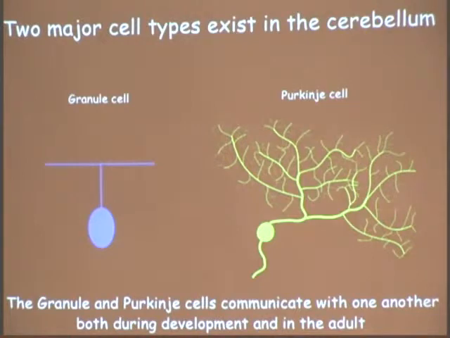Two major cell types exist in the cerebellum, the granule cells and the Purkinje cells. The granule and Purkinje cells communicate with one another, both during development and in the adult mouse.